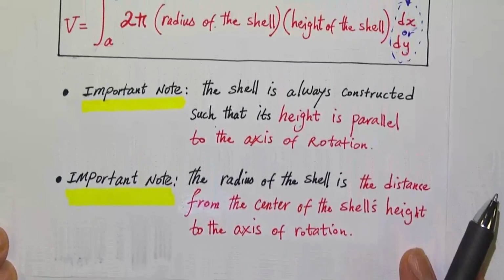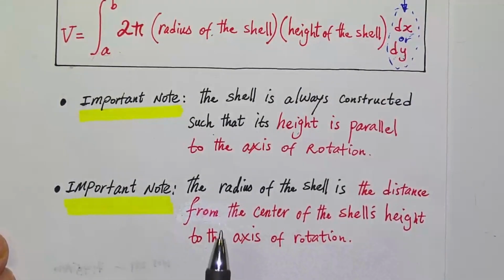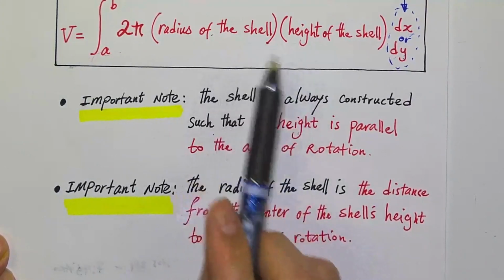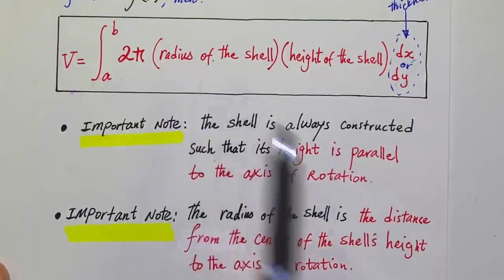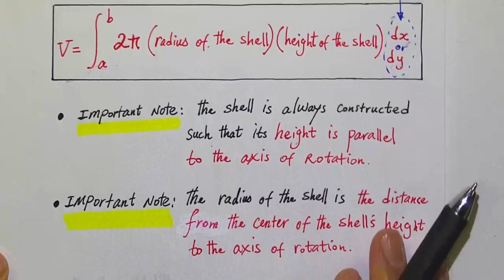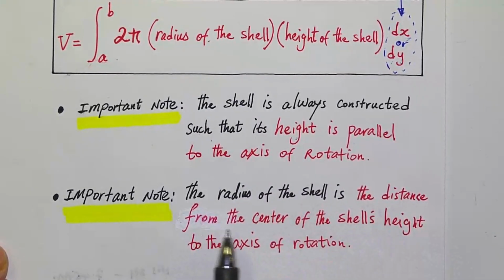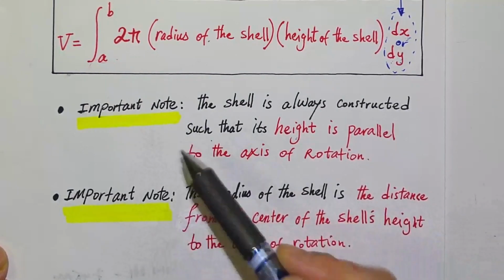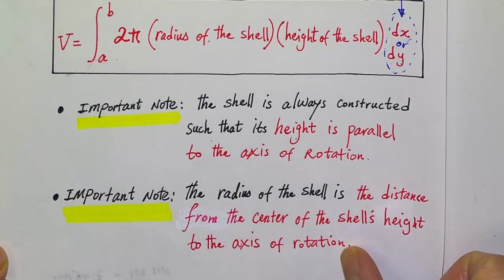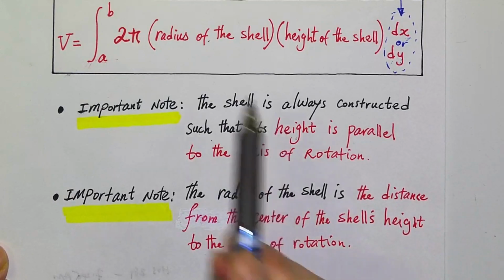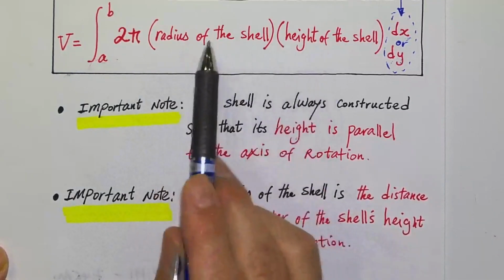The other important note is about the radius of the shell. The radius of the shell is the distance from the center of the shell's height to the axis of rotation. If we forget these two things, we won't be able to integrate. That's very critical to determining what goes here.